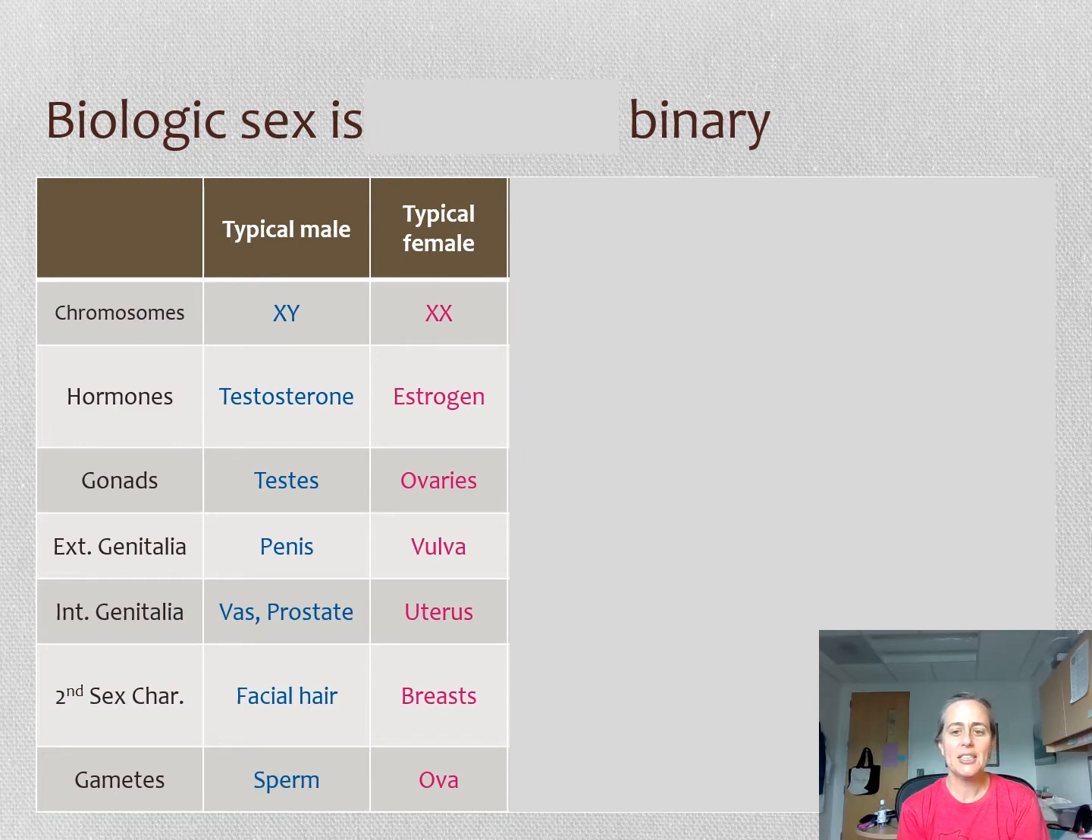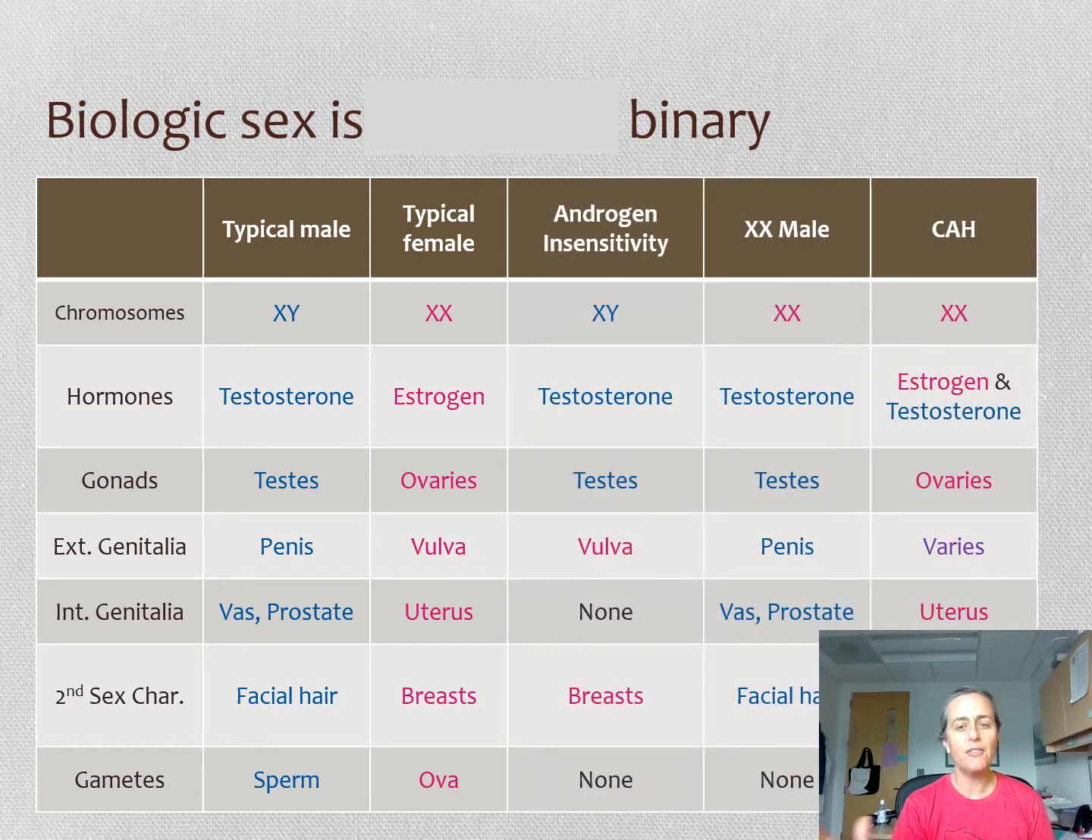So what I think is really interesting to talk about is how we have this kind of belief that biologic sex is binary. Like, it is what it is. You're a boy or a girl. You have a penis or a vulva, and that's just what you are, right? And so we're used to kind of the typical male and the typical female assortment of chromosomes and hormones and what your gonads and your external genitalia, your internal structures, your secondary sex characteristics, and what types of gametes you make.